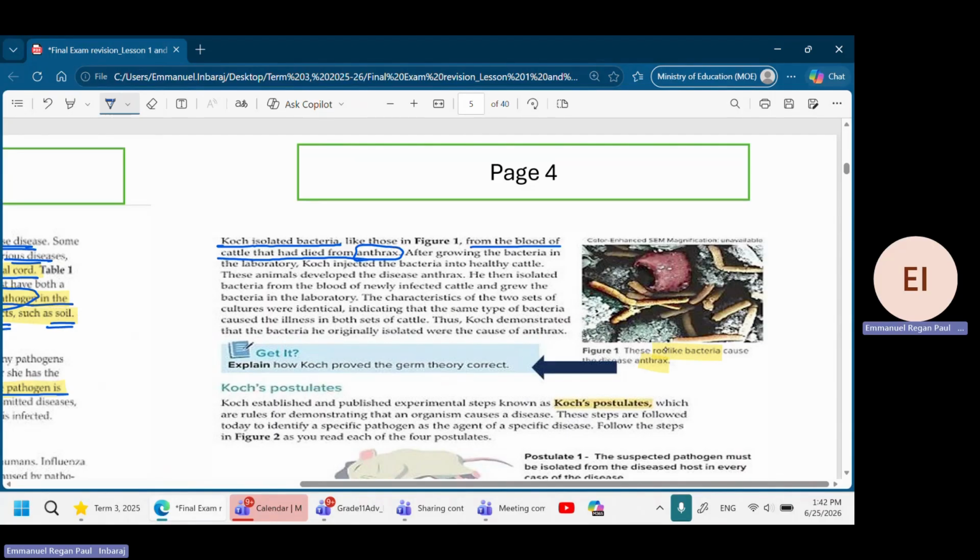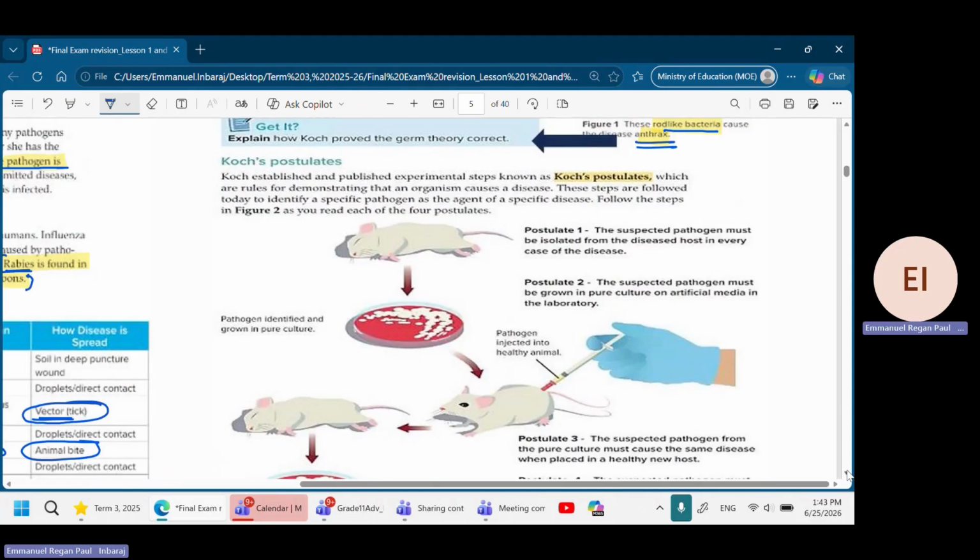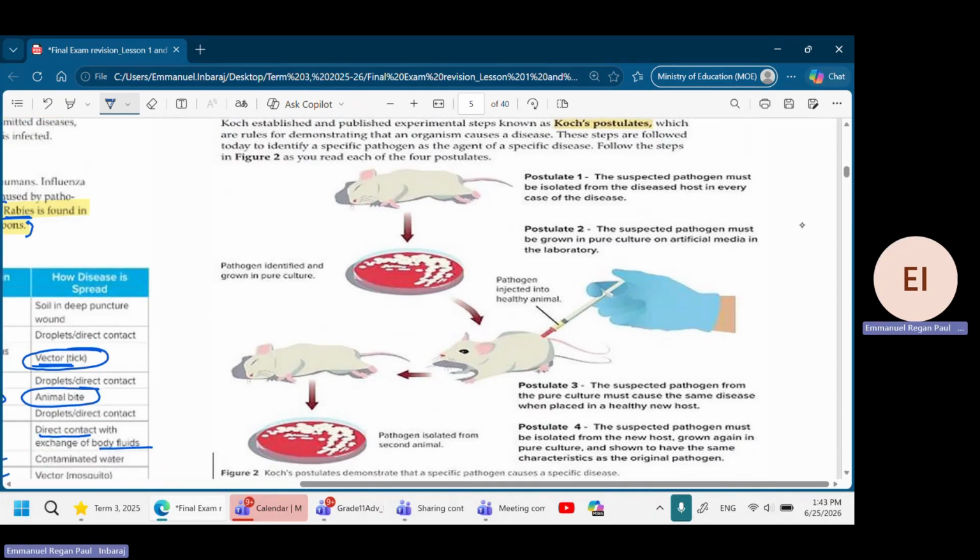Okay. So what are these? They are rod-like bacteria that were extracted from a cattle affected by a disease called anthrax. Anthrax is the name of the disease, and it is caused by these rod-like bacteria. Okay. Now there are some postulates that you need to learn. There are 4 postulates put forth by a scientist called Koch. So it's called the Koch postulates.